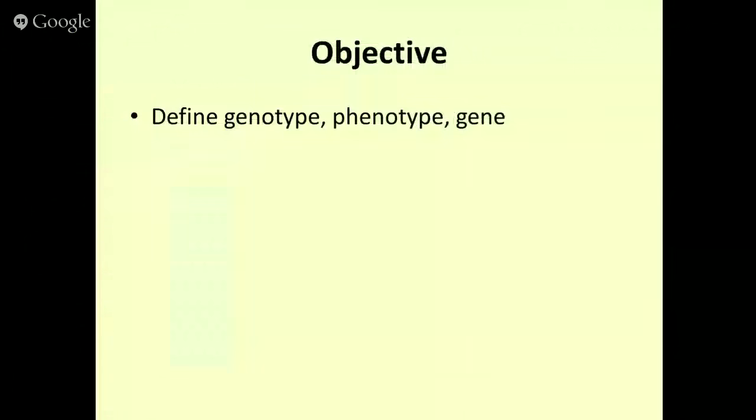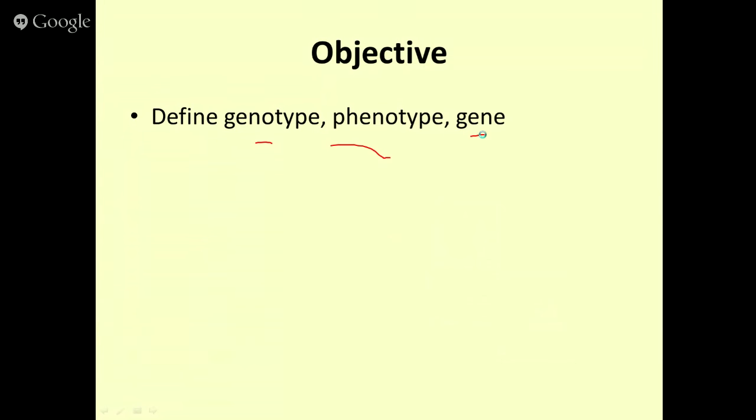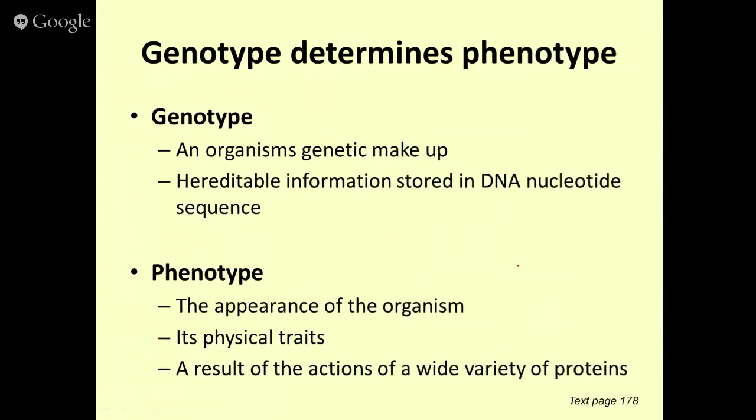Hey guys, in this video we're going to learn some definitions that we're going to use again. We've met some of them before, but let's take a look and make sure we know what these words mean, because we're going to be using them when we talk about protein synthesis in coming videos. So here are the definitions we need to know, and we've mentioned some of them in Chapter 9. Genotype, phenotype, and gene. So let's find out what's the meaning of these terms.